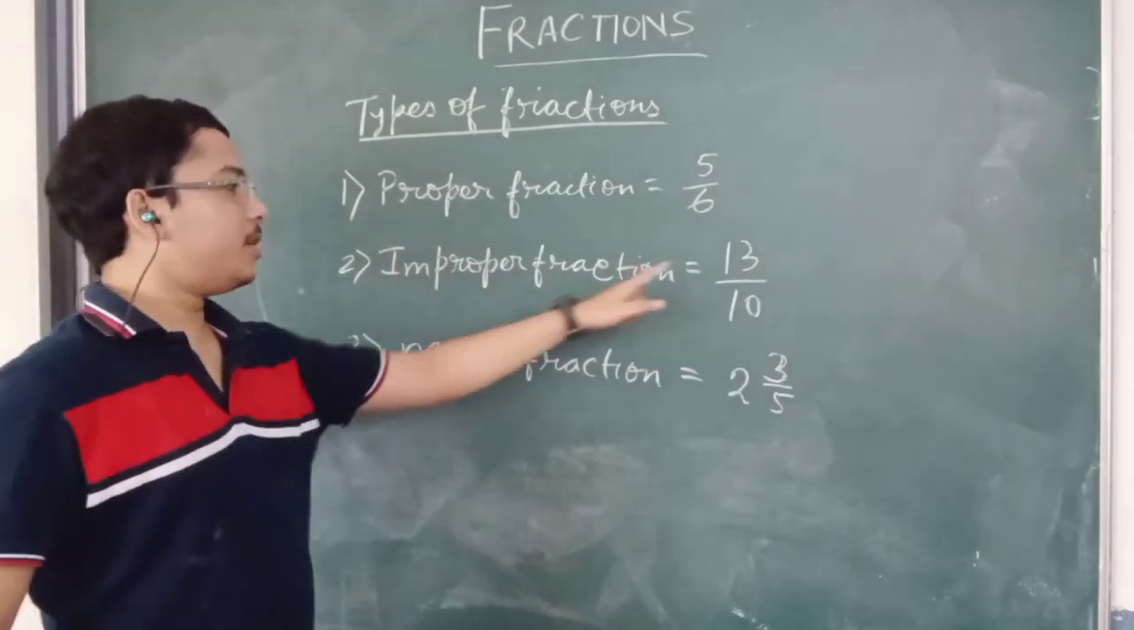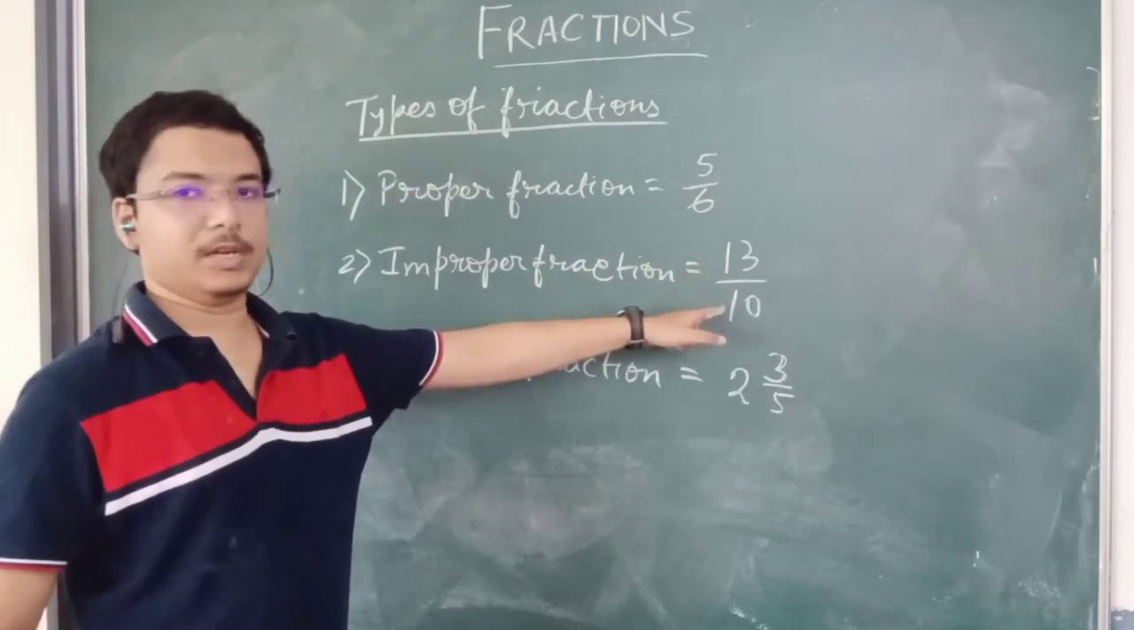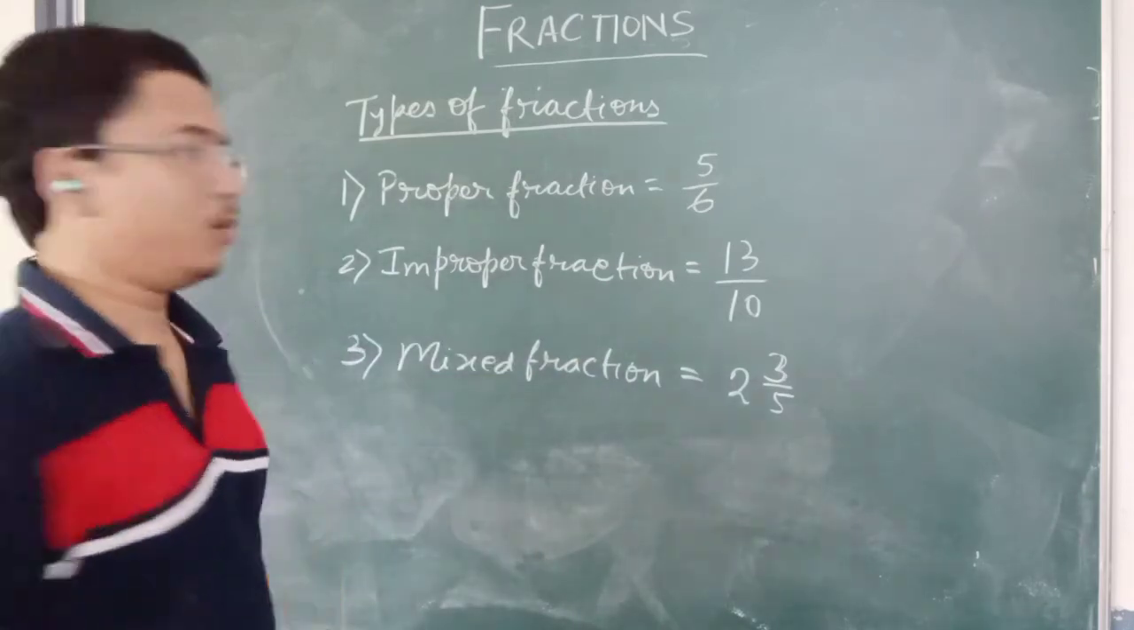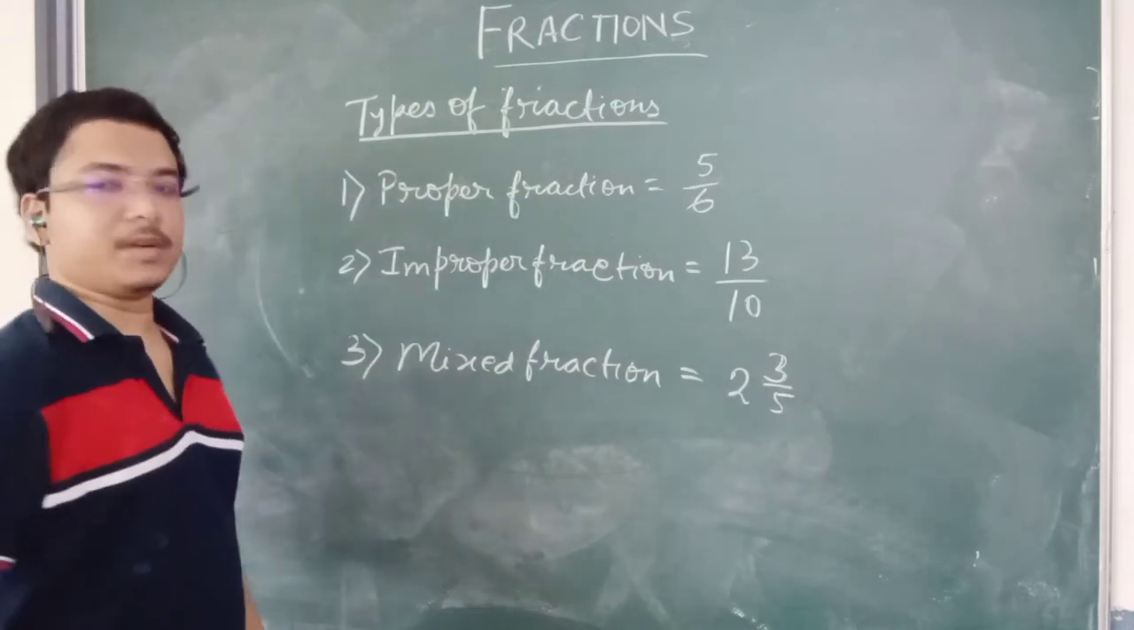Now, if the denominator is lesser than the numerator, or the numerator is bigger than the denominator, like in the case of 13 by 10, it is called an improper fraction. The numerator is bigger than the denominator. So, this is called an improper fraction.